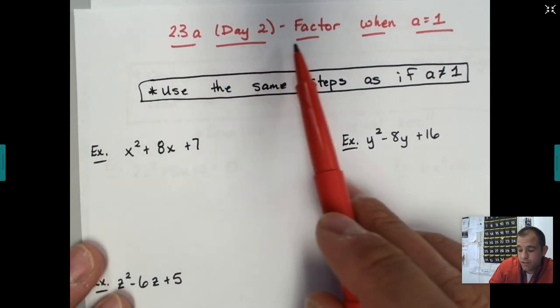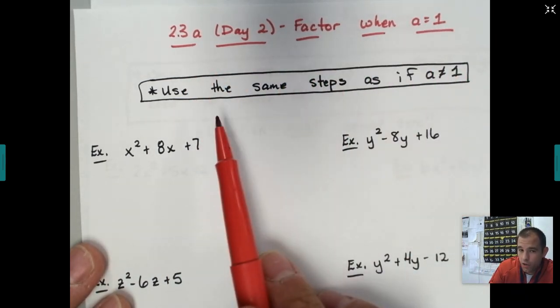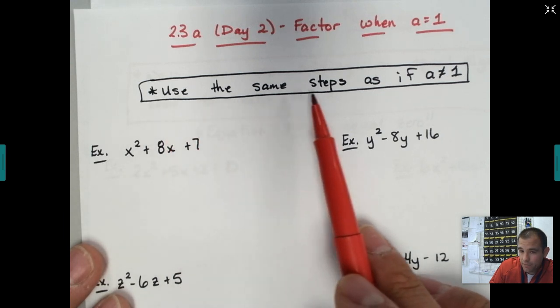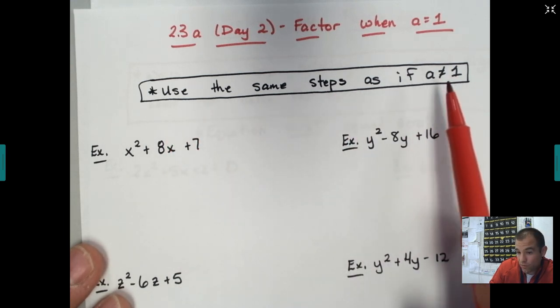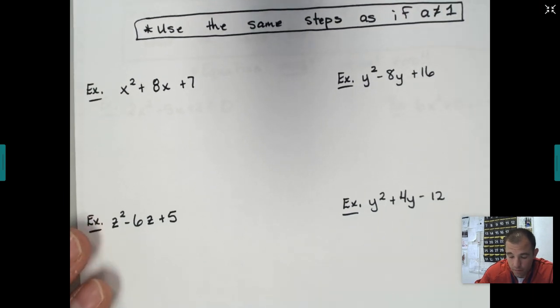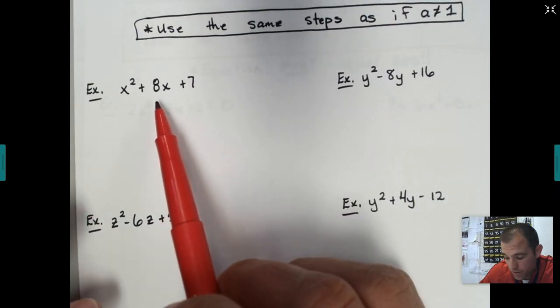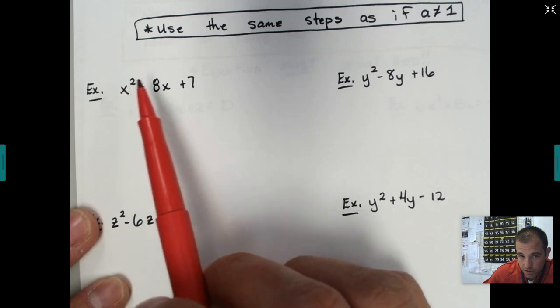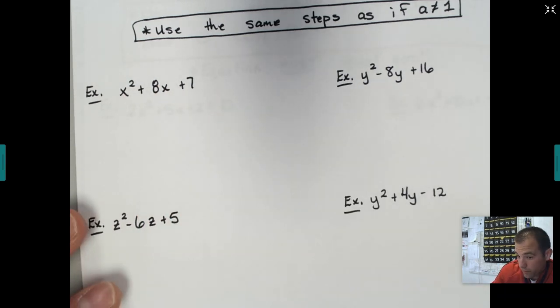So 2.3a, day 2, factor when a equals 1. We are going to use the exact same steps that we did in the last class when a was not 1. Okay, so the exact same things we did before is what we're going to do now. All right, so first and foremost, here's our first problem. X squared plus 8x plus 7. You'll see that I have 3 terms, so it's a trinomial, just like we had before.